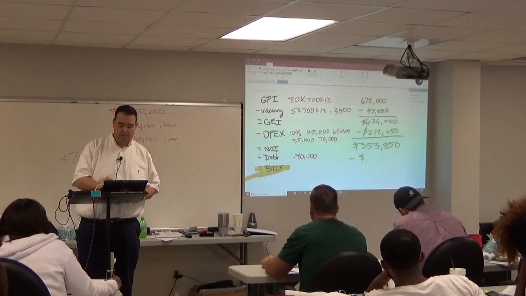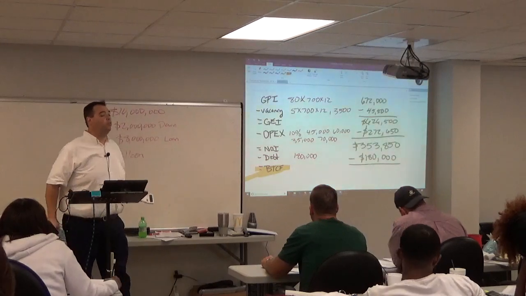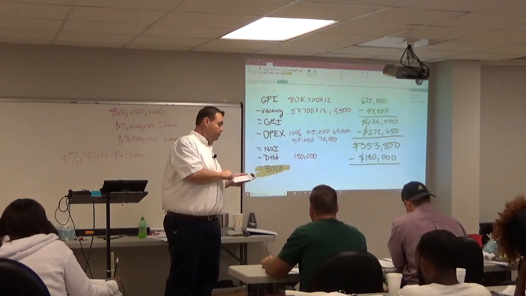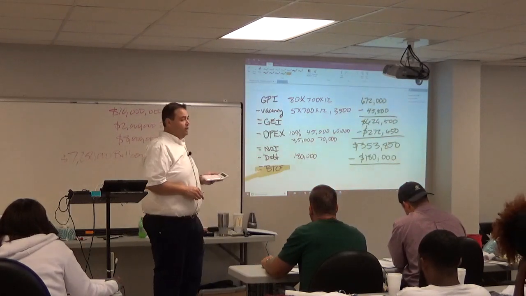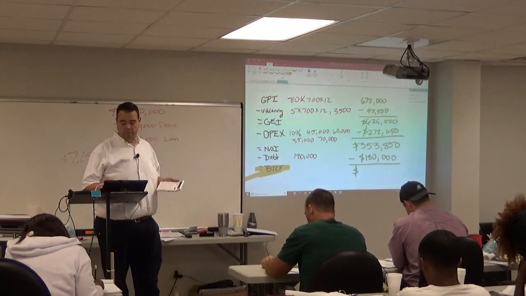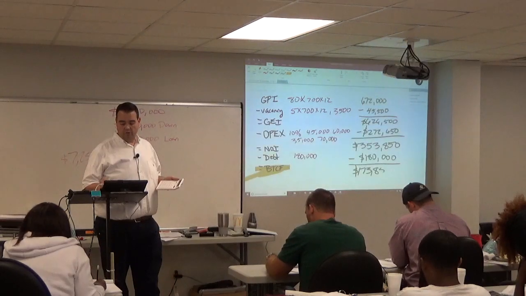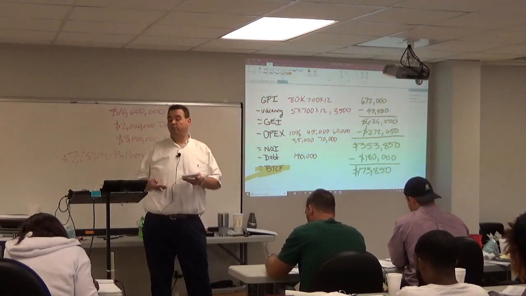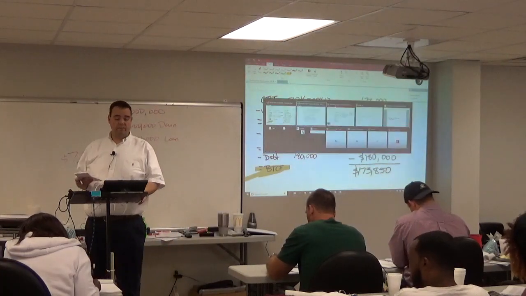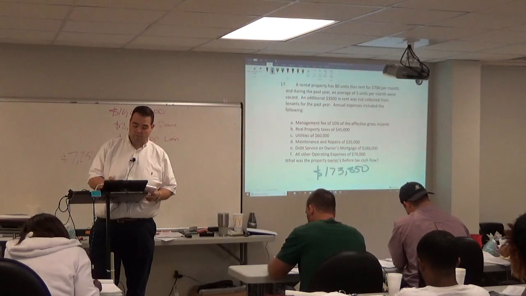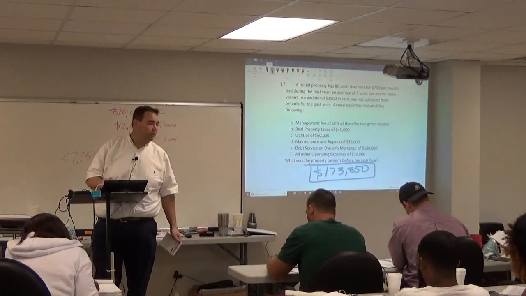Minus the $180,000 for the debt service. Everybody okay there? And that leaves us with a before tax cash flow of $173,850. Everybody all right with that number? Yes. For before tax cash flow. And that's what they were asking for on this question. So $173,850.